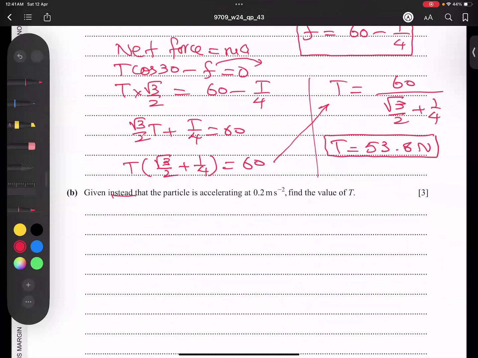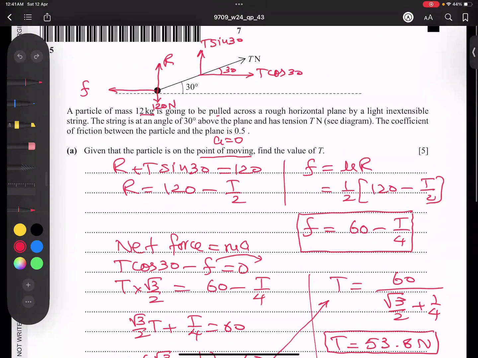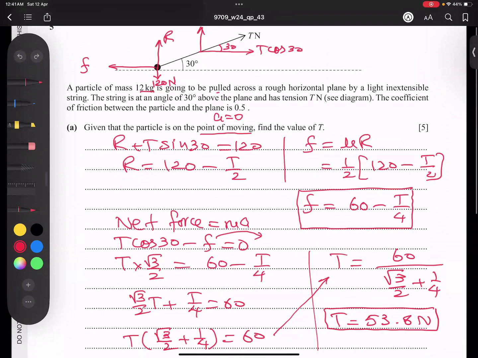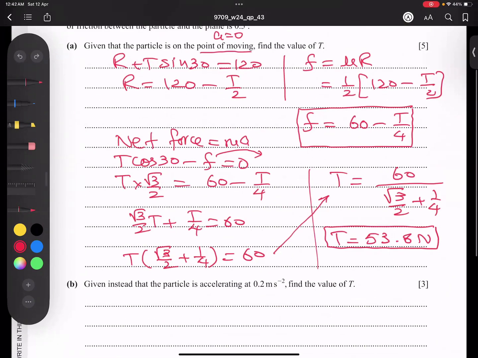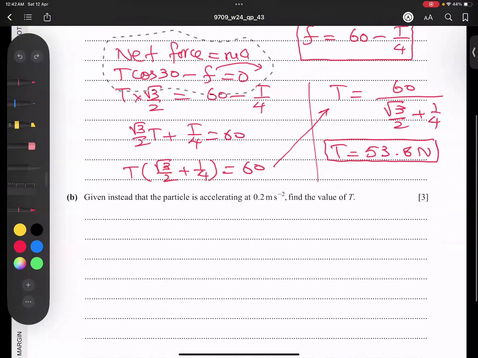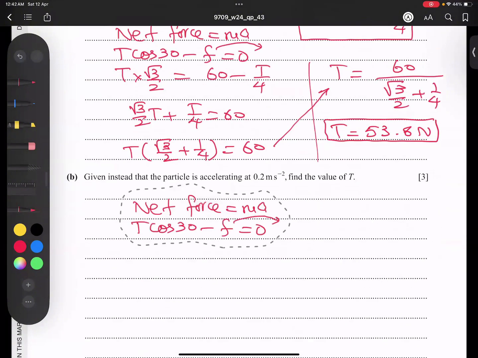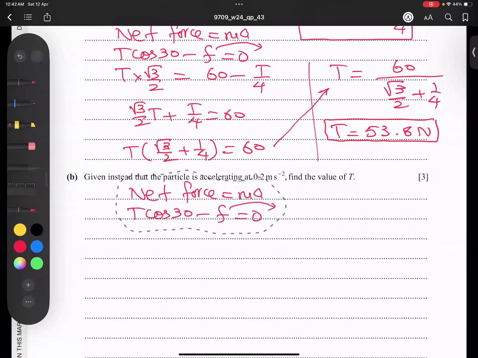Instead, the particle is accelerating at 0.2. So it means the situation is the same, because he did not change the angle. He did not change anything. The angle remains the same, so R is the same, everything is the same, and the surface is the same. So I will take the same situation, the same data, but now it is not equal to 0. Make sure of this. So I copy and I paste.